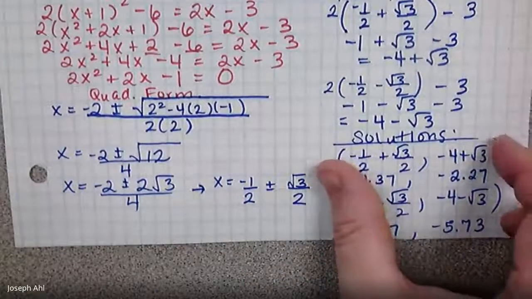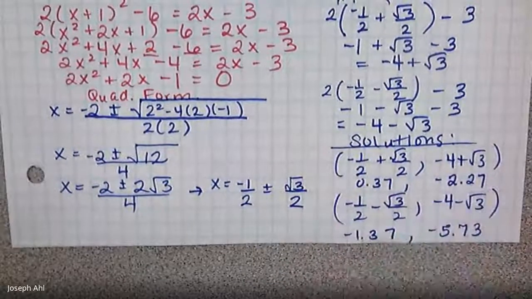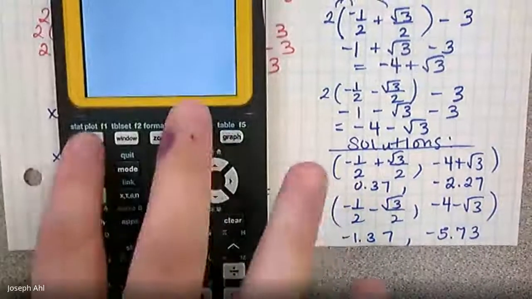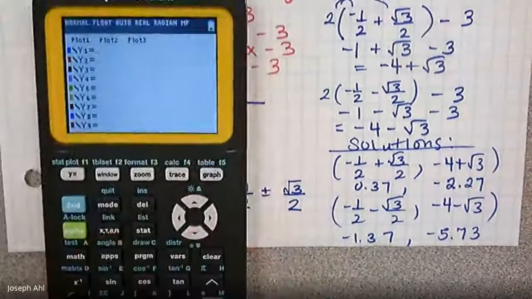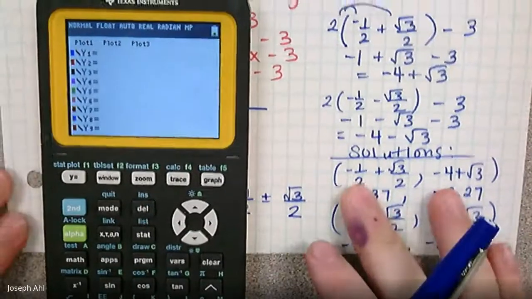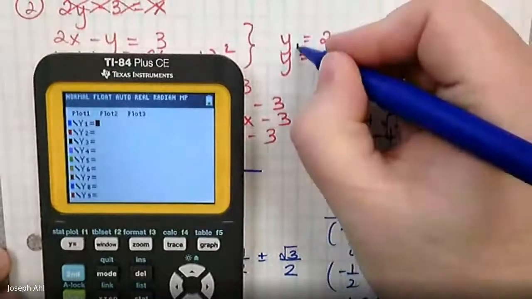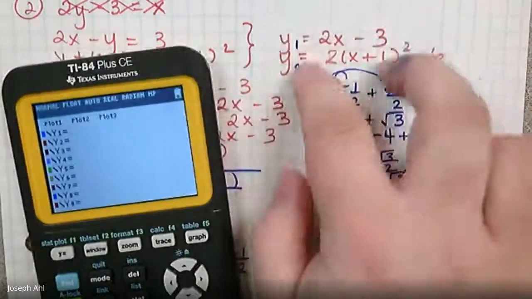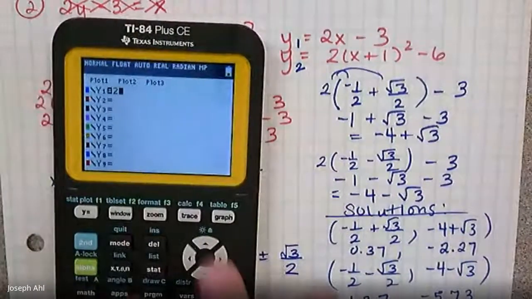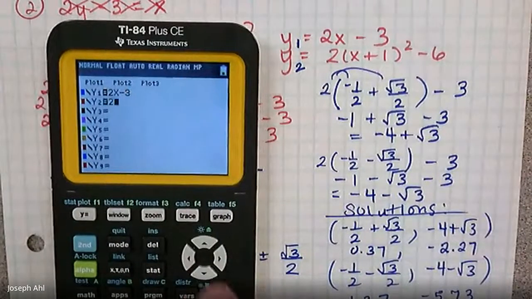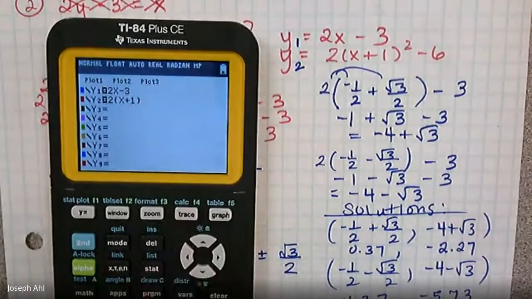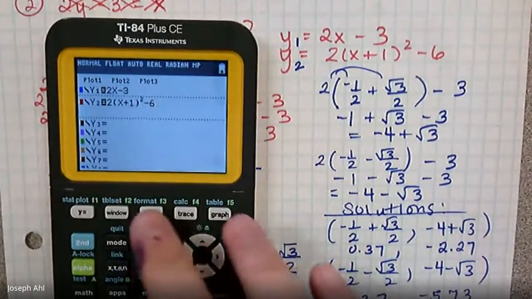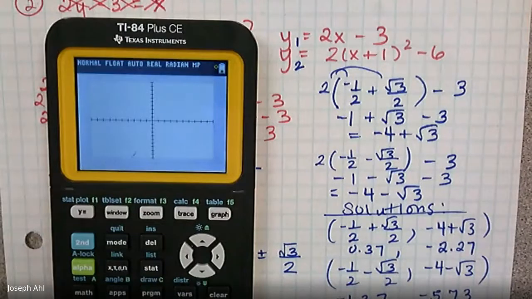Now I like the way that exact form looks as opposed to those decimals I had to round. But if we go to y equals right now on the calculator, let me slide this down a little bit. I'm going to type the linear function in y1 and the quadratic in y2, because we had them nicely solved for y equals from the start. So 2x minus 3 goes into y1, 2 times x plus 1 squared with a minus 6 goes into y2. I'm going to zoom 6 and graph this. See what we got? There's my linear function. Let's see the parabola come through.